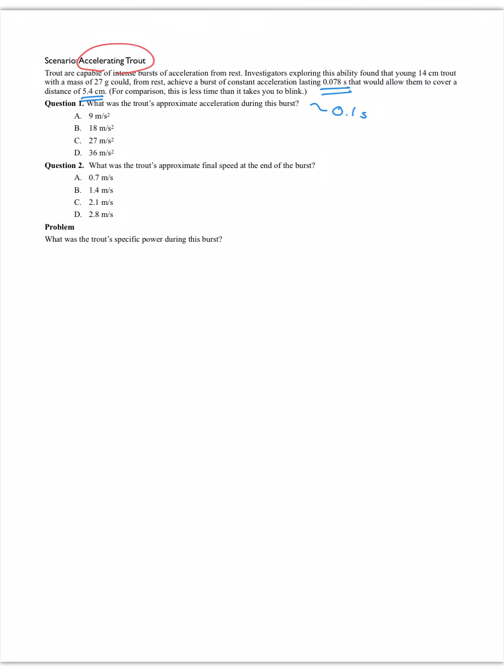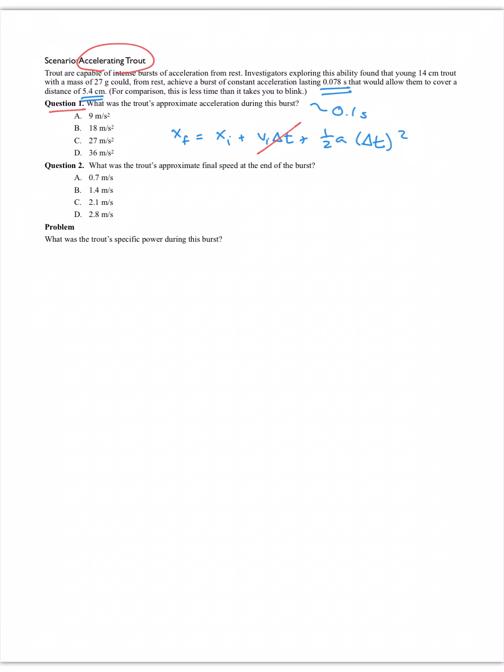First piece of the puzzle, what is the trout's approximate acceleration during the burst? Well, the way we can calculate that is we'll just use one of our basic equations for motion with constant acceleration. We'll use this one: xf is equal to xi plus vi times delta t plus 1/2 times the acceleration times delta t squared. Now the initial speed is 0. The trout starts at rest.